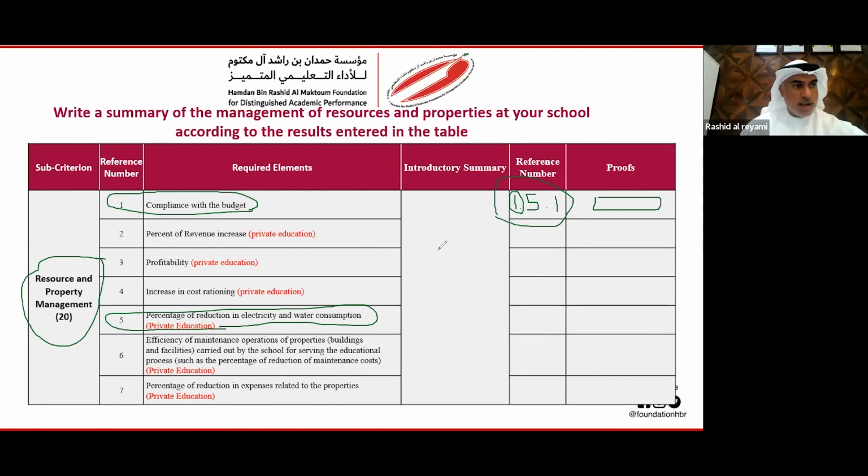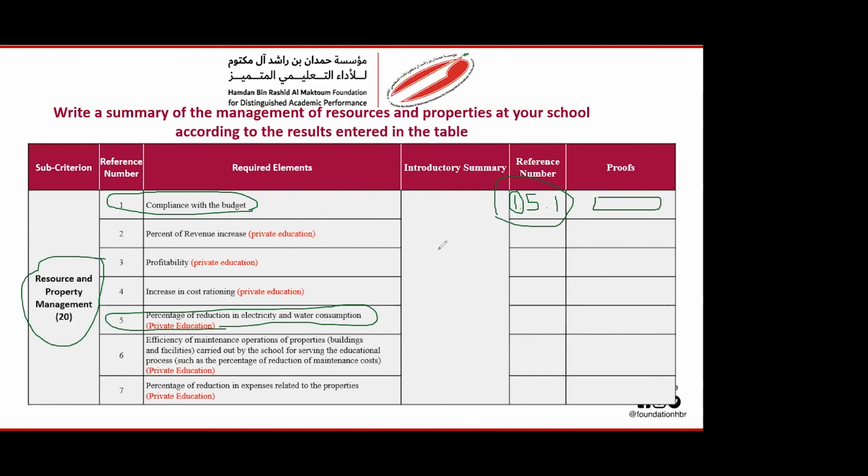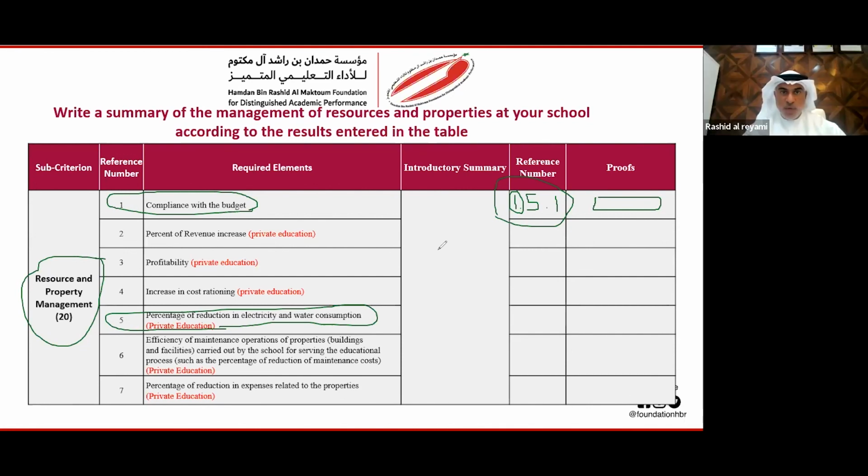I think I got a question, and a very interesting one. Hind Al-Ka'bi is saying, if we are a KG and cycle 1 school, on the registration form we have to choose just one. How do we deal with it? We need to enter all of our grades.